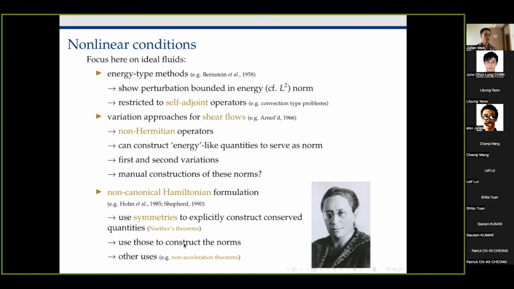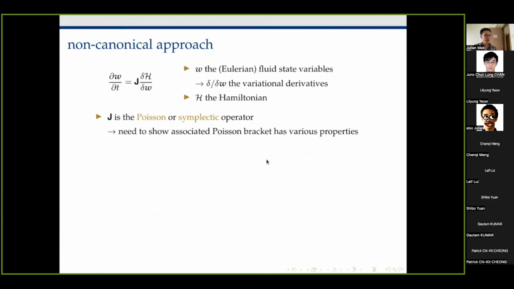They have other uses, such as what are called non-acceleration theorems, which are important for understanding how the small-scale feedbacks on the large scales. So the idea here is you have a Hamiltonian, and you construct what's called a symplectic operator, which is J here. All the symmetries are nested in it. In the canonical form, this J is just 0, 1, minus 1, 0, or something like that. In general, J is going to be something more complicated.